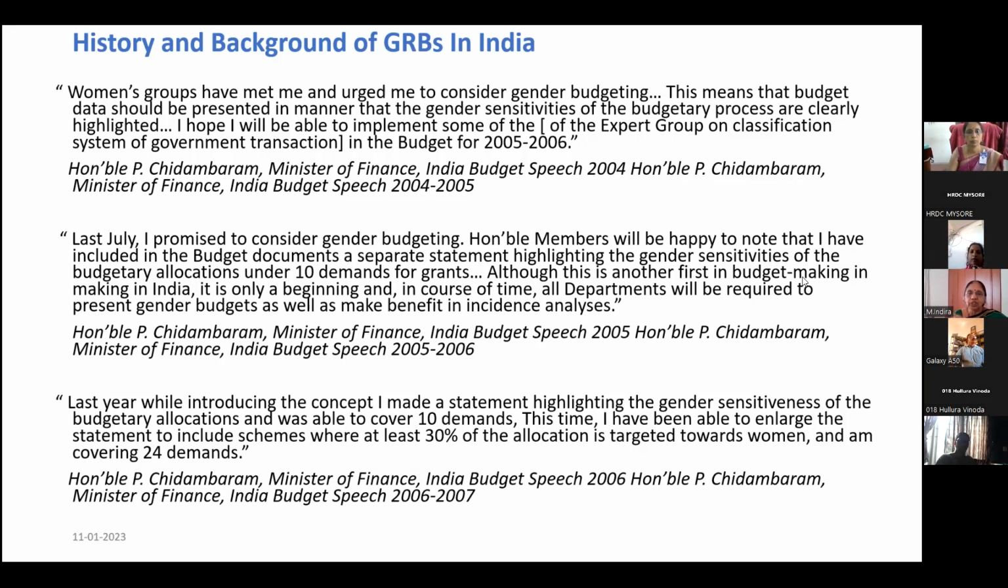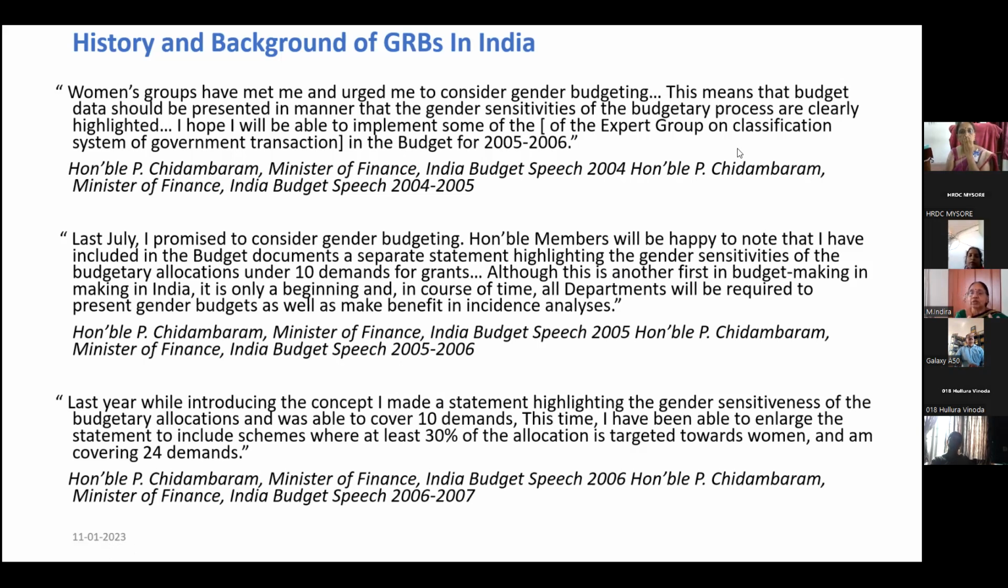In 2005-6, Chidambaram promised that, and later on it was implemented. Again in his 2005-6 budget speech, he mentioned that the House will be happy to know that I have included in the budget document a separate statement highlighting the gender sensitivities of the budgetary allocations under 10 demands for grants. So for each demand for grants, how much money is allocated and who are the beneficiaries of these allocations. As I told you, in India we are still looking only at the expenditure part of the budget, not the tax part of the budget.